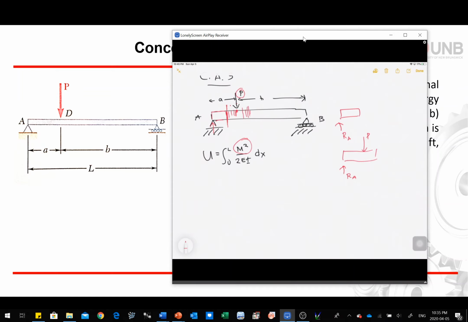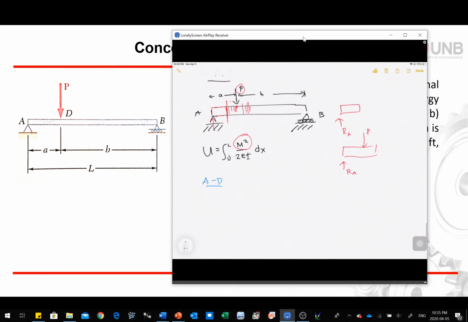Now let's do that. So first, let's look at section AD. So let's say section A to D. So for section A to D, we only have support reaction RA, and then we have our moment. We can call it M sub 1. We can say that M sub 1 is equal to RA times your X.